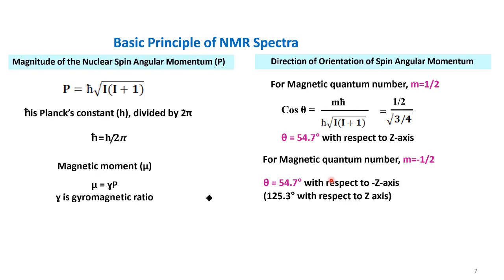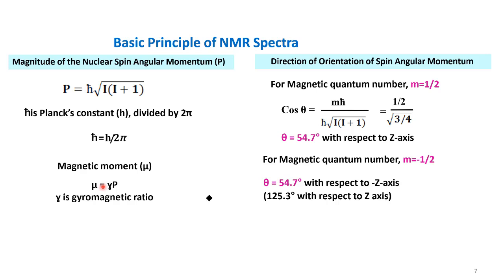Then how do we calculate that? The magnitude of the nuclear spin angular momentum, p, can be calculated as p equals h naught times the square root of I multiplied by I plus 1. I is the spin constant. Sorry, h is the Planck's constant, and h naught is equal to h by 2 pi.